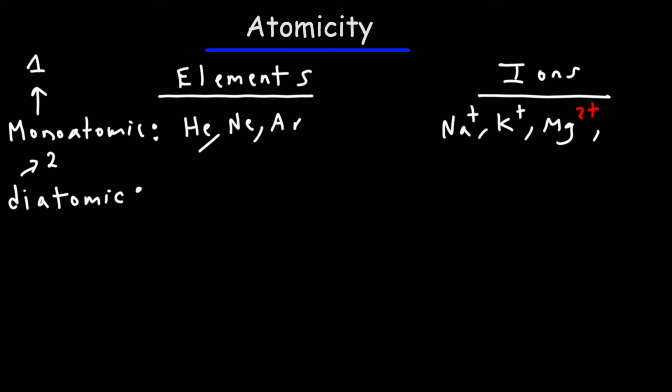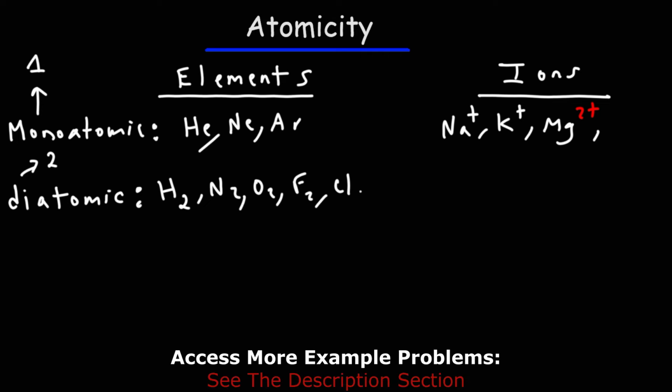So examples of diatomic elements would be like hydrogen gas. It's a molecule made up of 2 atoms. Another one would be nitrogen gas, oxygen gas, the halogens like fluorine and chlorine. Those are diatomic elements.